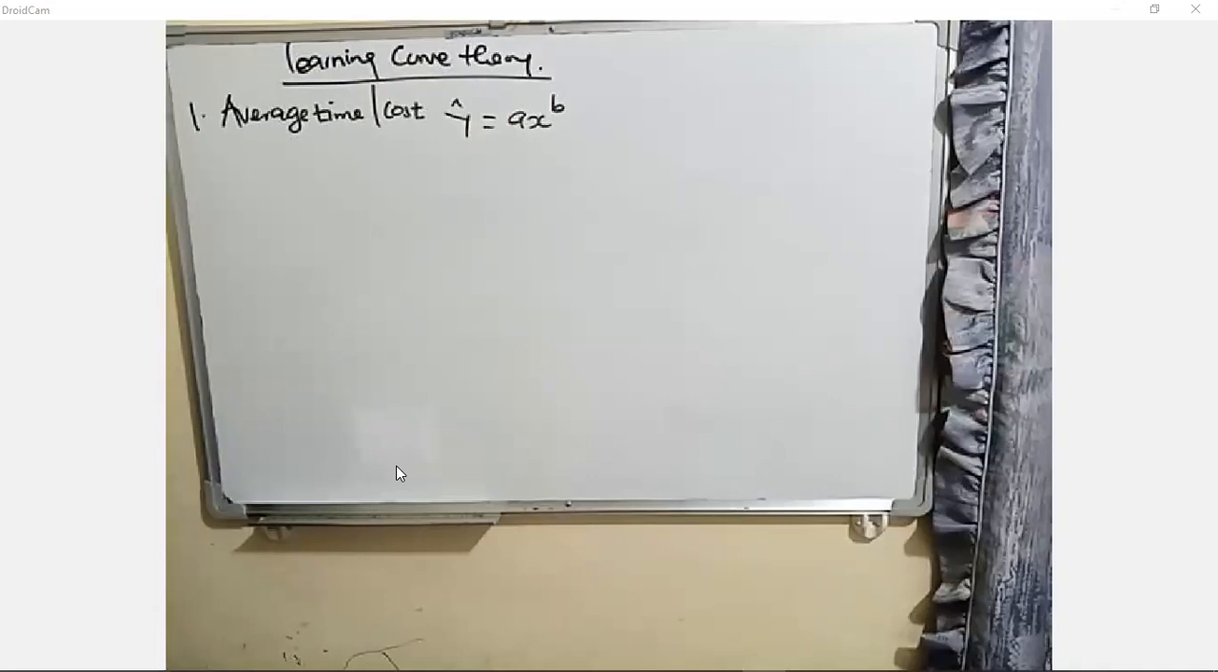I'm waiting for someone to tell me what is my A. I think A is the average time to produce 1 unit. Mm-hmm. Is it true?